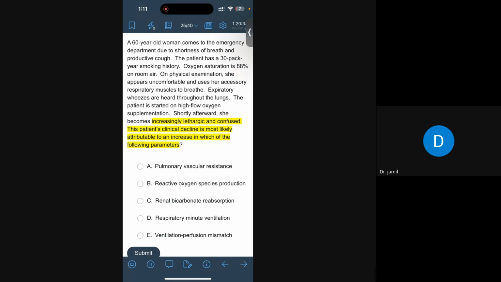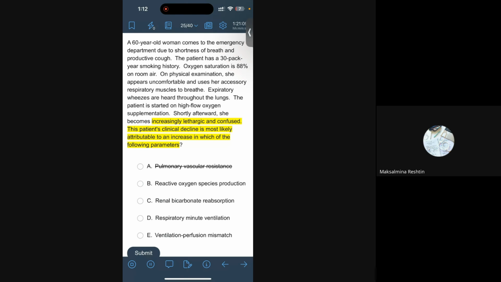So you have to tell me which of the following is going to be increased in this patient. Pulmonary vascular resistance: is that going to increase or decrease when you give oxygen? What will happen to the pulmonary vessels? Oxygen decreases pulmonary vascular resistance, because hypoxia causes pulmonary vasoconstriction. And when you give oxygen, you will see pulmonary dilation. So that is not the cause here.